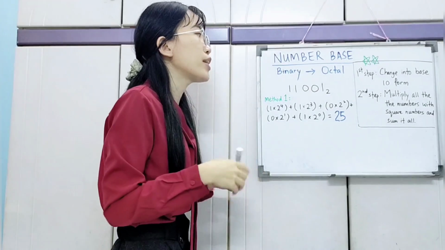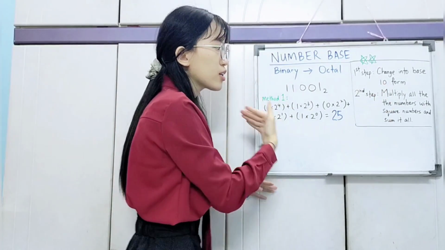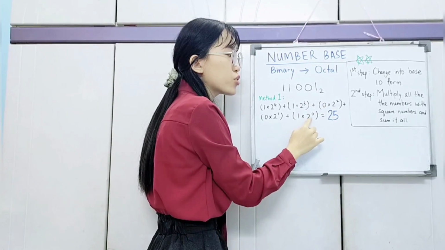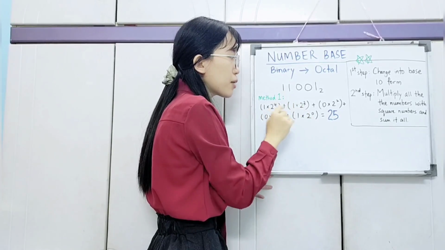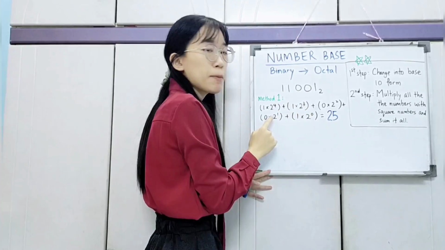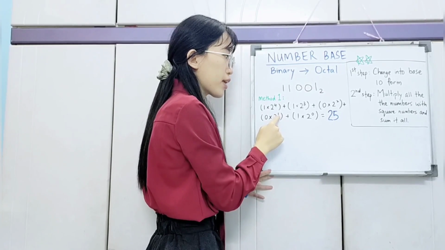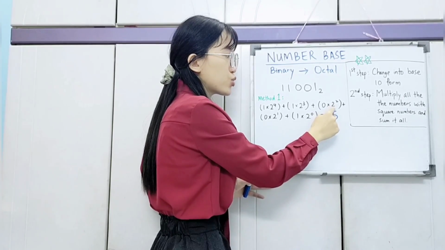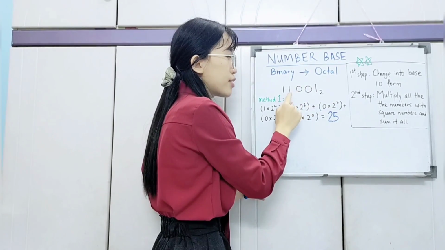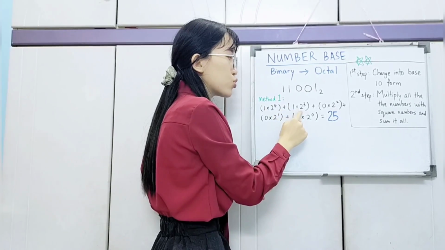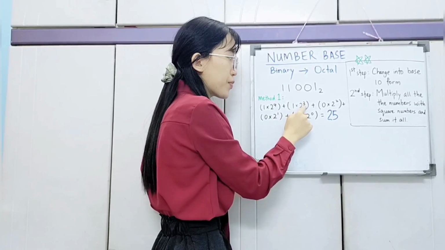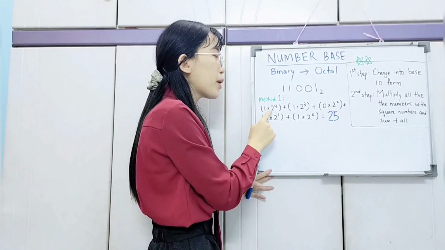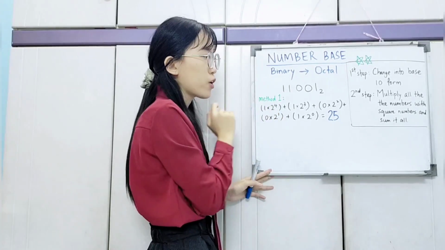First of all, we need to count the number from the back. The first number is 1, so 1 multiplied by 2 to the power of 0. The second number is 0, so 0 multiplied by 2 to the power of 1. The next number is 0, so 0 multiplied by 2 to the power of 2. The next number, 1 multiplied by 2 to the power of 3. And last but not least, the last number is 1, so 1 multiplied by 2 to the power of 4.